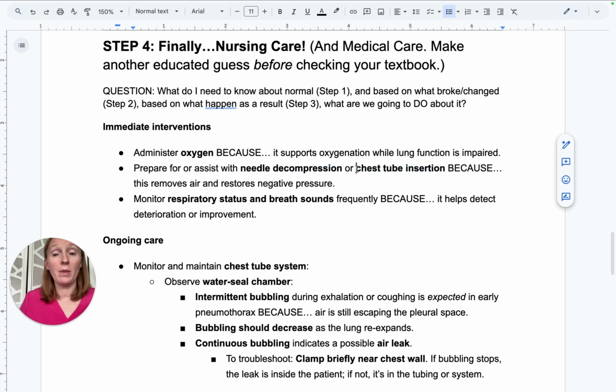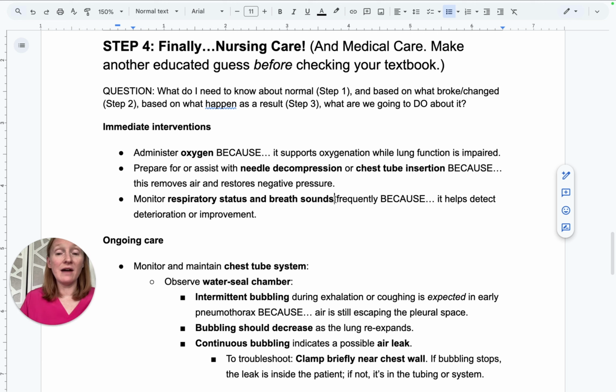So maybe we want to go back into step 1 and add some additional information about chest tubes and what is the nursing role, if anything, and what kind of preparation would we expect for that procedure. But the reason we use a chest tube is because this is how we get the air out of the pleural space and put a temporary seal over it so that we can restore that negative pressure environment and the lungs can go back to functioning as intended.